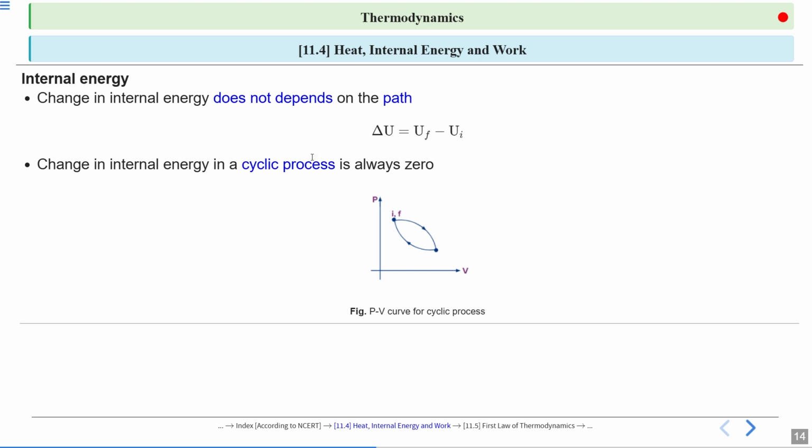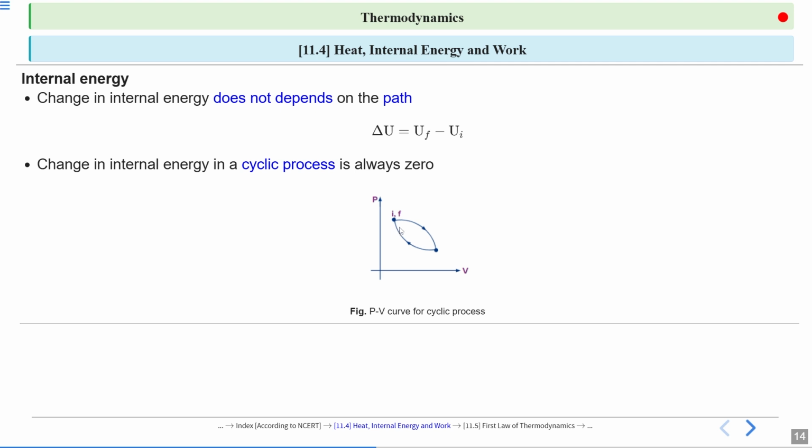So look at the figure here. There are two paths. First, this one, and second, the one going up. So the initial state I and final state F both will be the same. So in that case, the change in internal energy is equal to 0 because it is path independent. It depends on the initial and final position. Here, the initial and final positions are the same. So we can say the change in internal energy in a cyclic process is 0 because in this process, the initial and final position is the same.